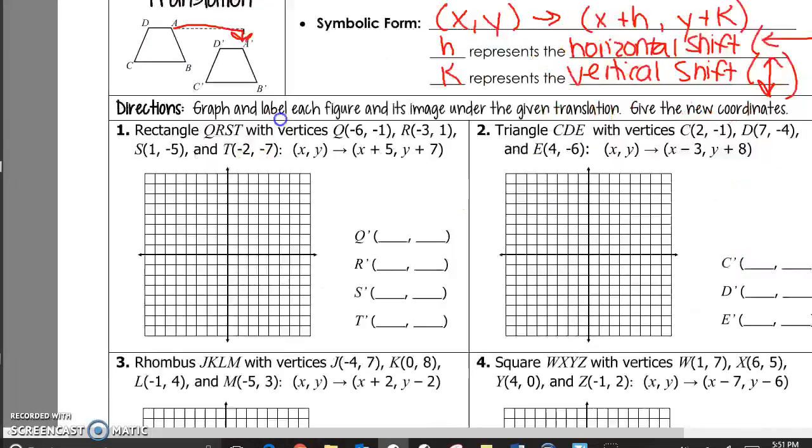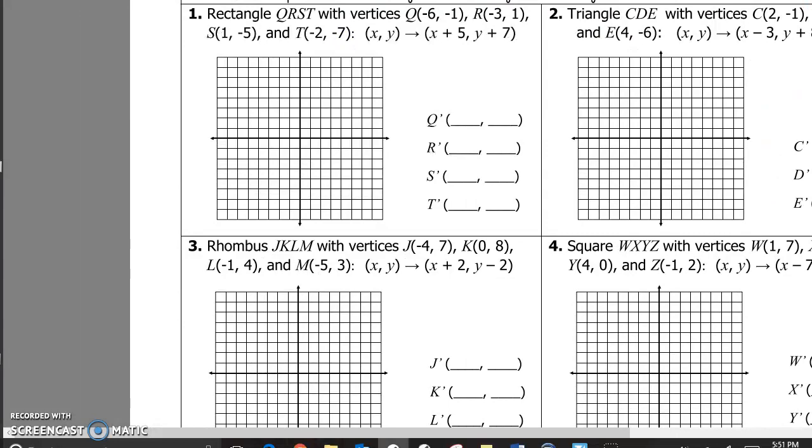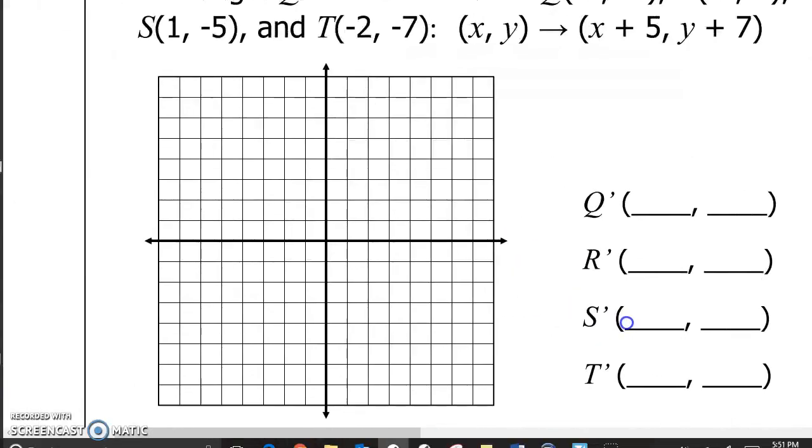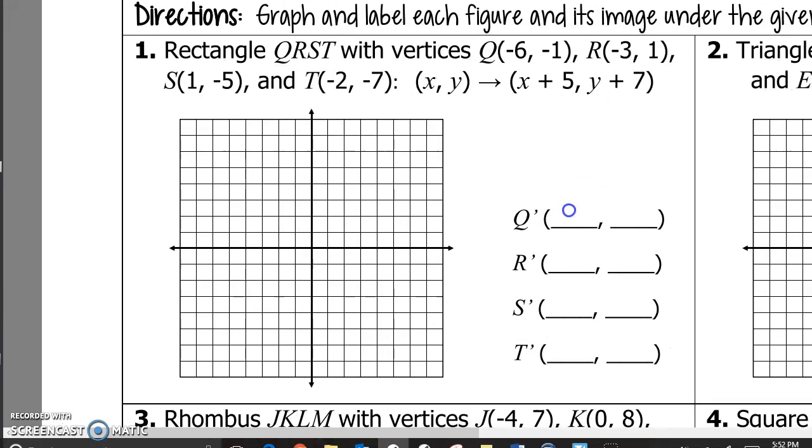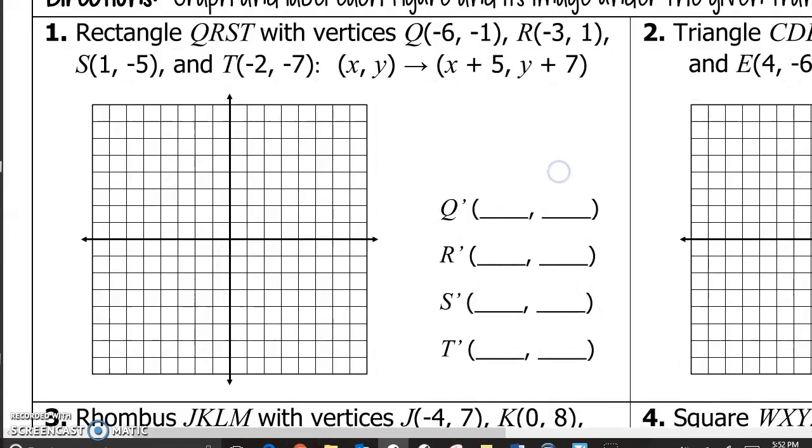So we're going to do an example, kind of like we've been doing with the reflection problems. We're given a shape and we need to translate it on our graph. So we're given Q, R, S, T. So let's plot those points. We've got Q at -6, -1. R, we've got -3, 1. S, which is 1, -1. And then we've got T, which is -1, 2.